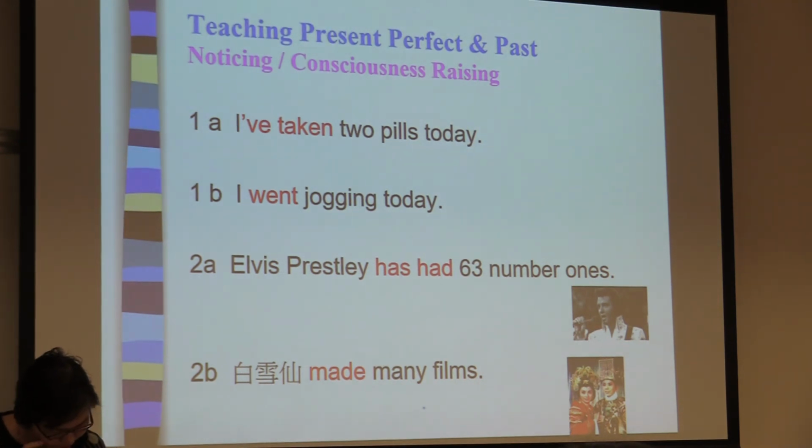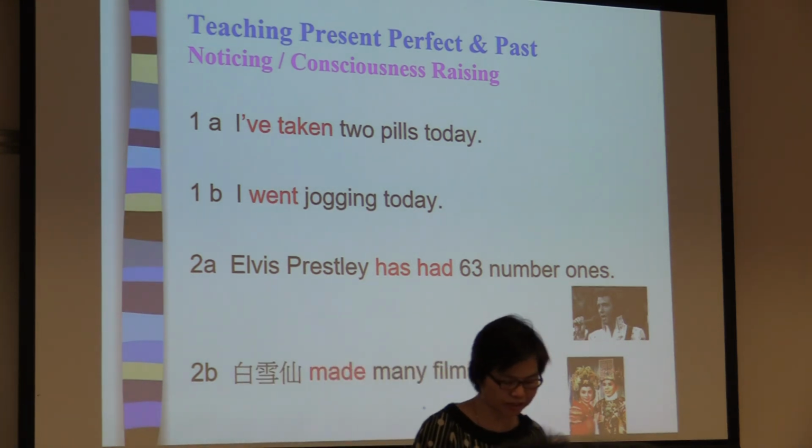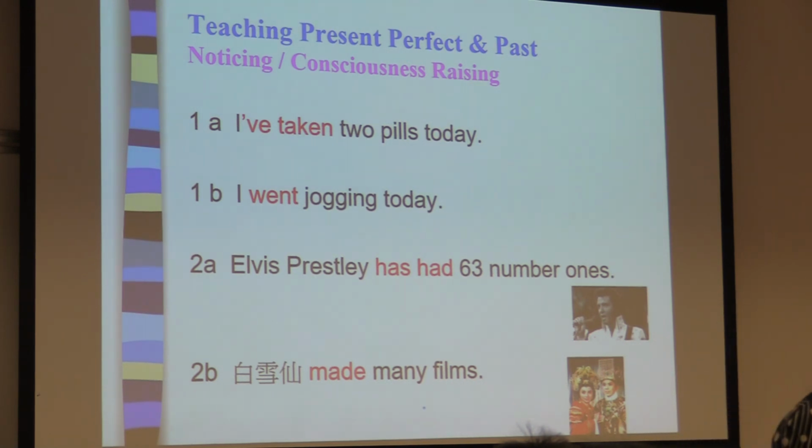Okay, so that's for the first two. Then how about the others? 3A. Oh, sorry, 2A. I've been to America. Your experience. And also I may go there again in my life. Who did you go with then? You said I've been to America.